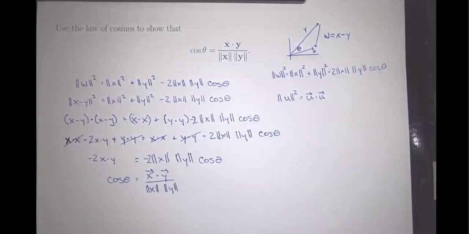I was a bit inconsistent with my arrows, but I want to make sure here that we notice that this is a dot product and not multiplication. And so the law of cosines shows us that for vectors, we do indeed have cosine theta equals x dot y over length of x times length of y.